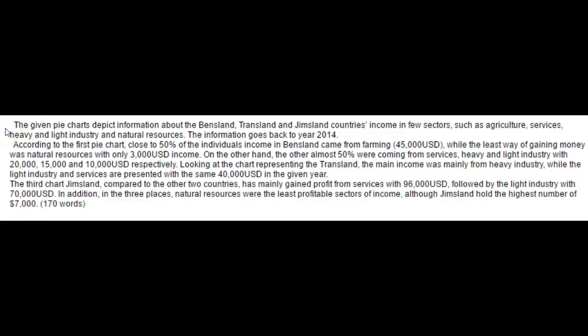So first of all, in this task 1, I would say this is not necessary. I would rephrase this slightly. I would say the given pie chart depicts information about the income for 3 different countries from 4 sources in 2014.